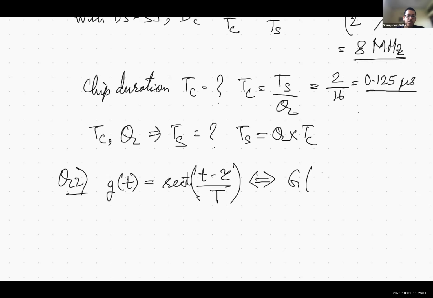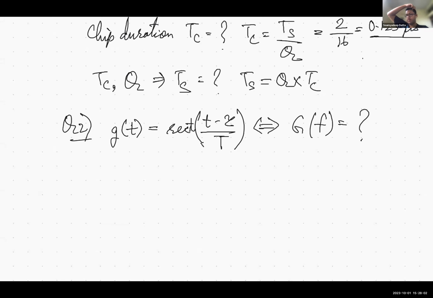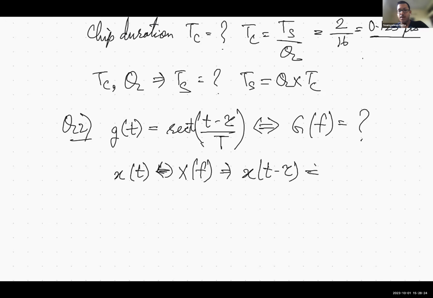Now we have to use the Fourier transform properties here. First property is, if some signal x of t has a Fourier transform x of f, this means that x of t minus tau has a Fourier transform of x of f e to the power minus 2 pi f tau. So this is the first property that we keep in mind.